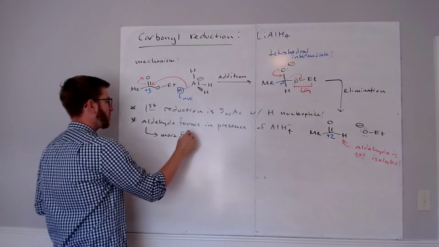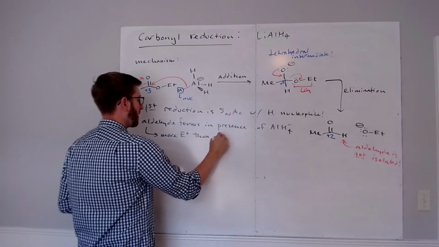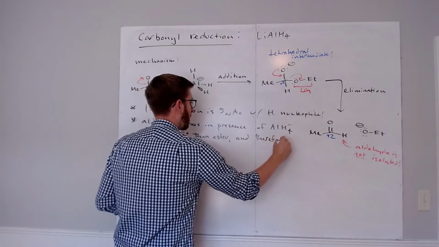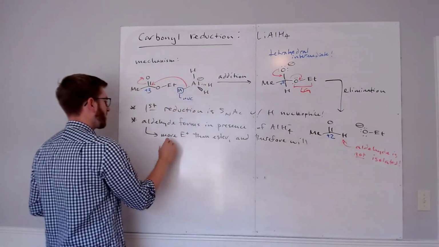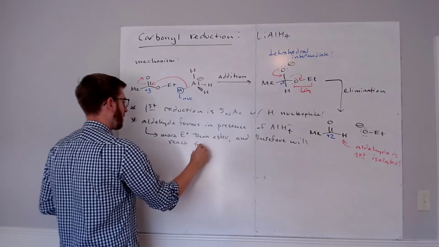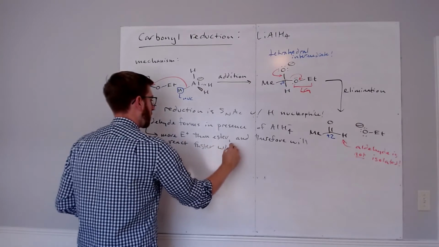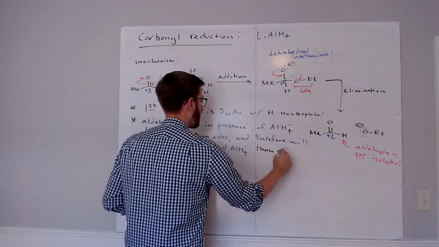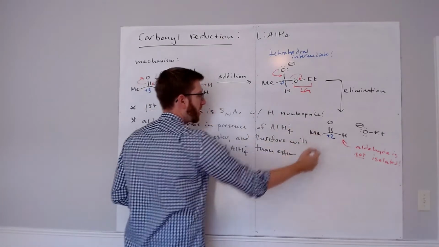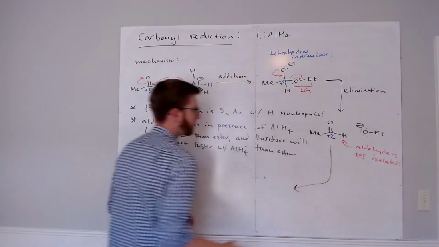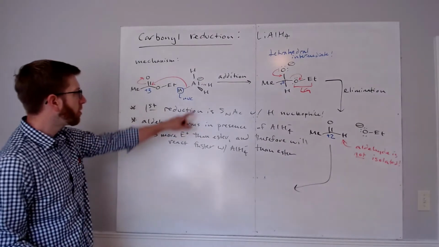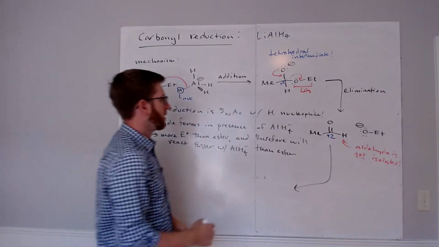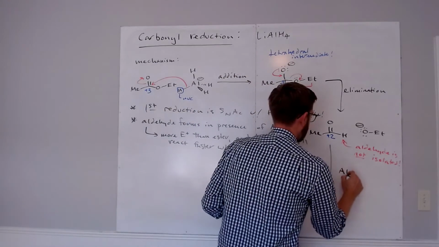So our aldehyde is more electrophilic than the ester, and therefore will react faster with aluminum hydride than the ester. So as soon as a little bit of this aldehyde forms, it reacts again. And it's going to react with another equivalent of AlH4 minus. So I'll draw that over here.